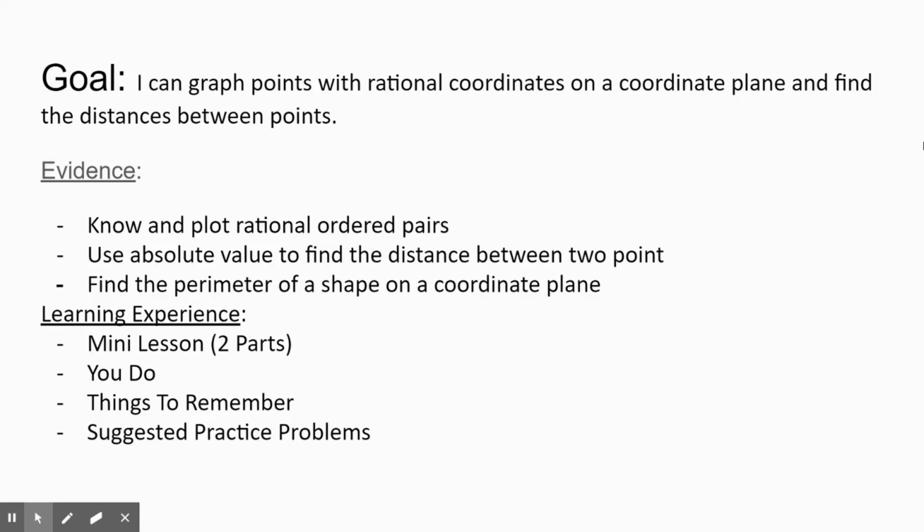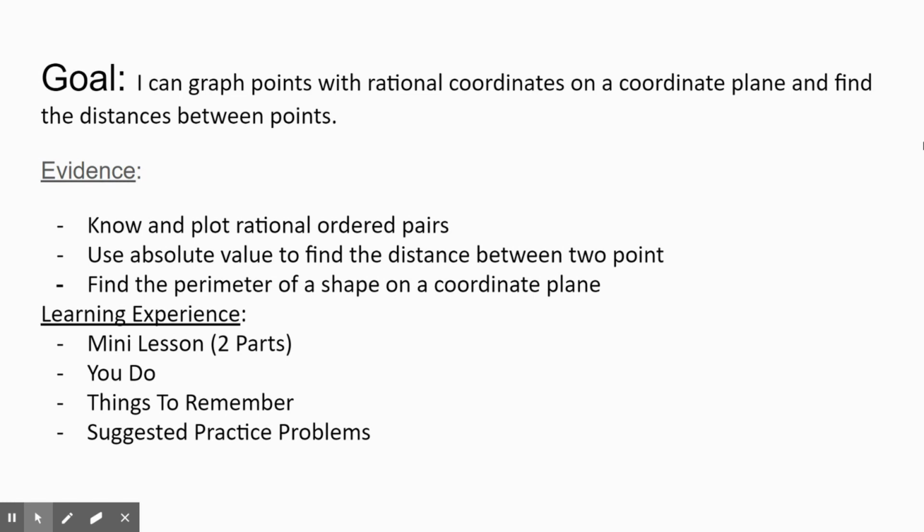In this video, we're going to talk about how we can graph points with rational coordinates on a coordinate plane so that we can find the distances between the points. Specifically, we're going to know how to plot rational ordered pairs. We're going to use absolute values to find the distances between 2 points, and we're going to use the perimeter to help us extend what we know already.